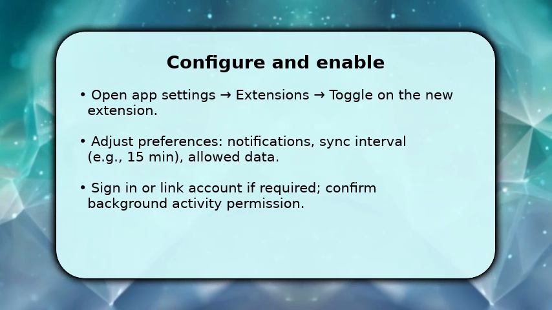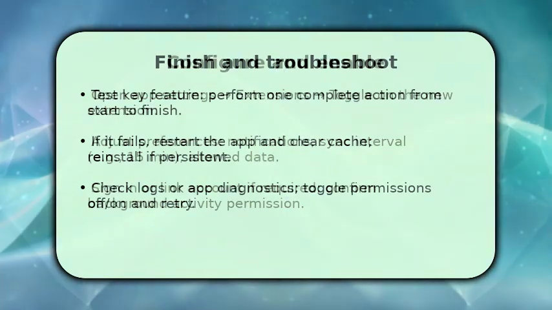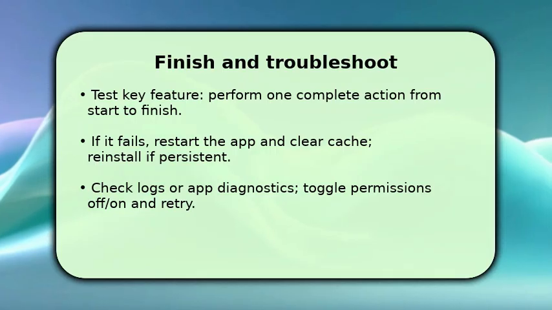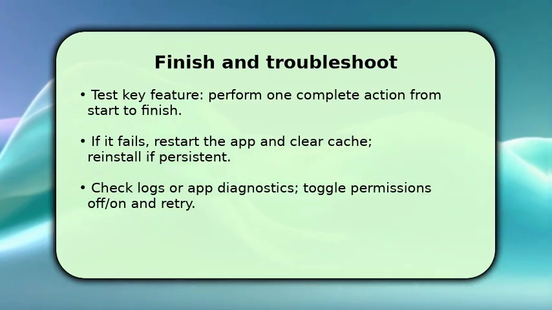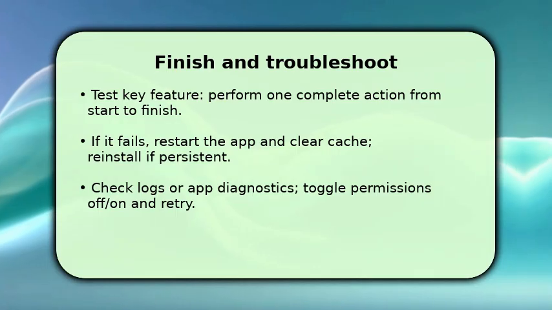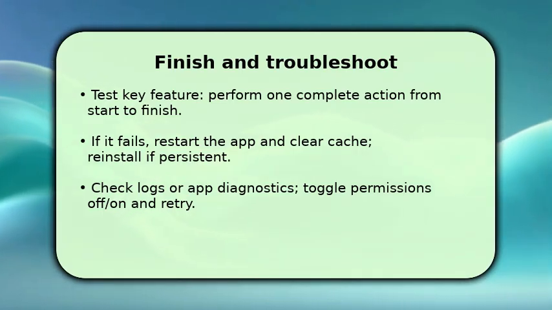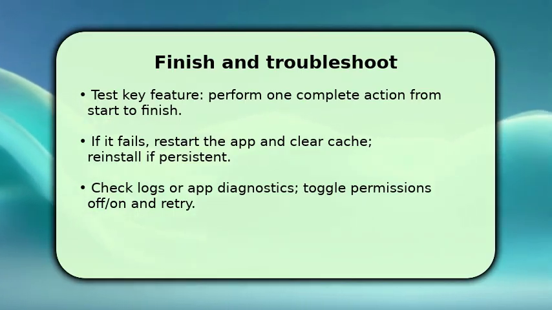You wrap up by verifying everything works and knowing how to fix common problems. First, run a quick test of the extension's main feature from start to finish so you confirm expected behavior. If something fails, close the app and clear its cache, then reopen and try again. If the issue persists, reinstall the extension or toggle critical permissions off and back on to reset access.